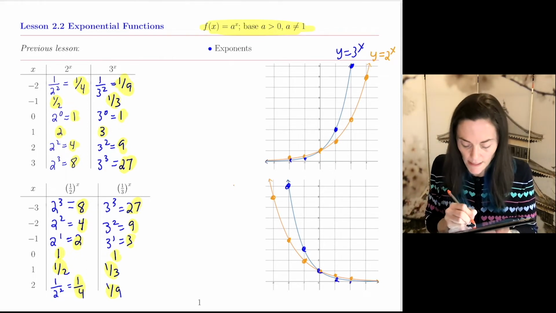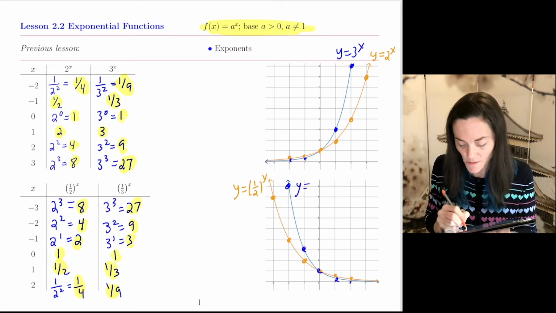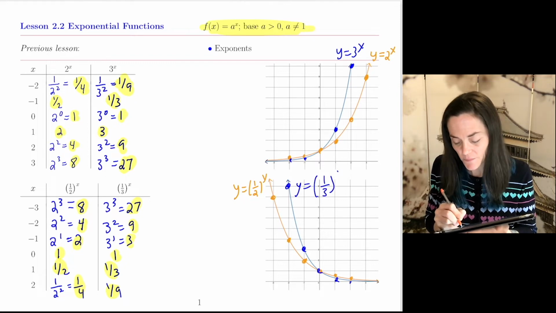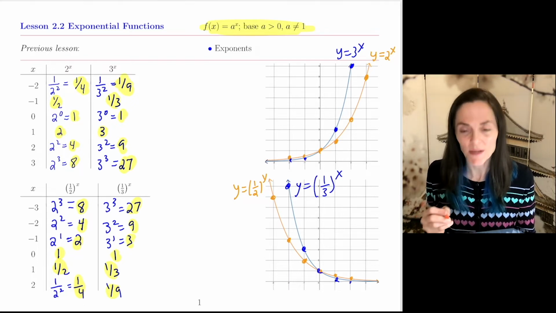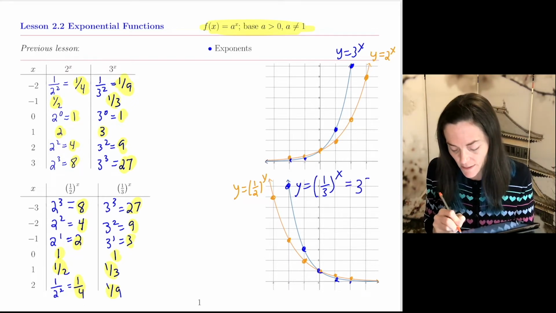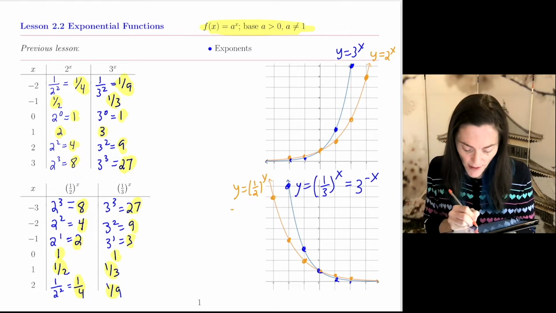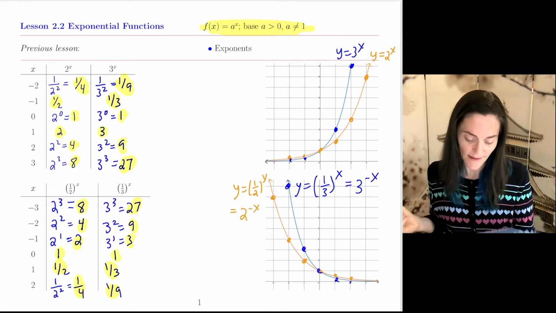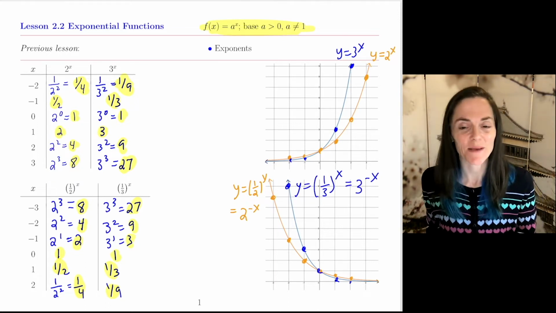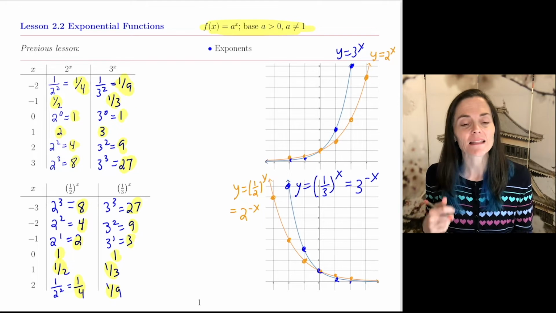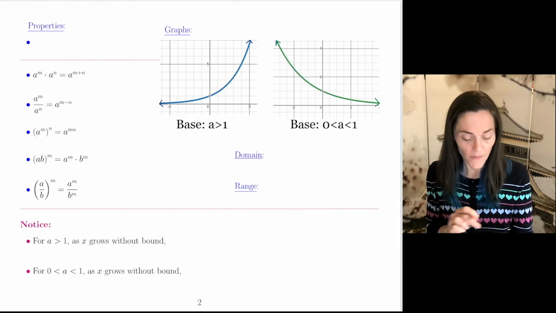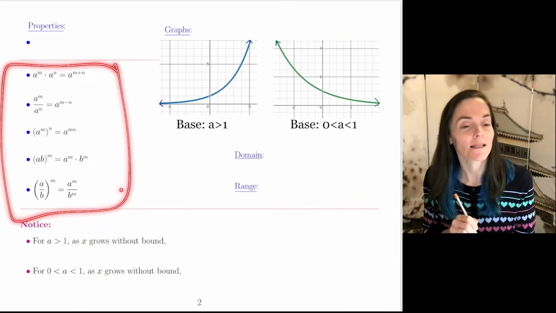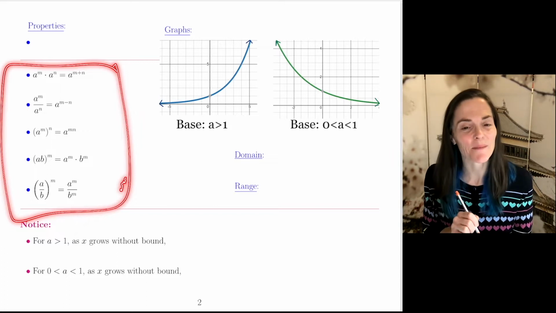So the orange one is this 1/2 to the x, and the blue one is y equals 1/3 to the x. But it's also important to understand, because of properties of exponents, this graph you can also write as 3 to the minus x. And this graph you can also write as 2 to the minus x. So that is an important comment as we first think about these graphs. Well, let's remind ourselves some properties of exponential functions, and they are here. So all of these we discussed last time and used last time, and we will be using them again.